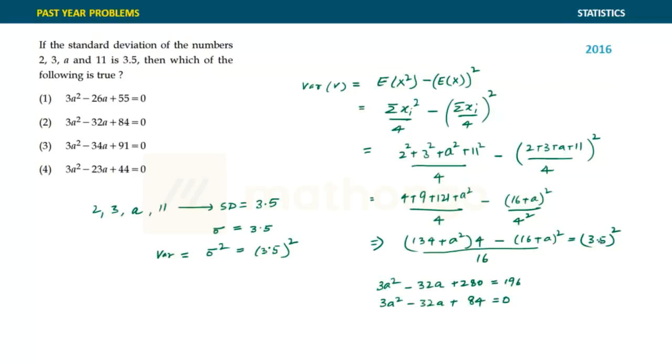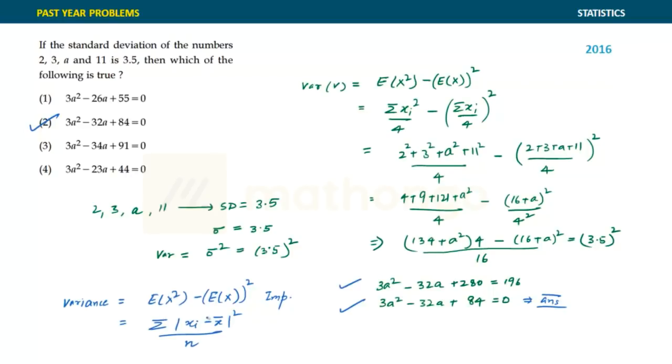If you just cross multiply and solve this, this is what you will get, which is your answer: 3a square minus 32a plus 84 equal to 0. If you match it, it is nothing but option B. Very simple. Just remember the formula of the variance. Variance is something very important at JEE Mains, on which they do ask questions. This first formula of the variance is very important because it reduces the length of the question. Otherwise the standard formula is summation of xi minus x bar whole square divided by n, right?